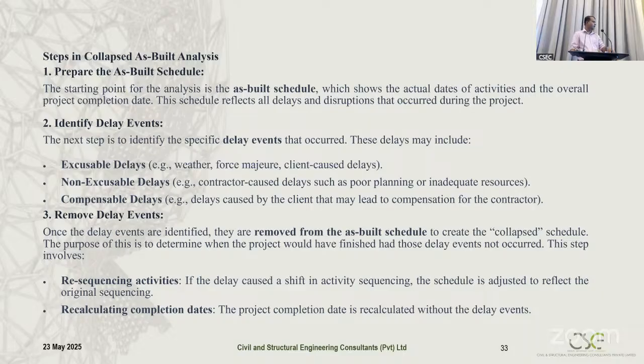So we don't have the actual program now. We have a collapsed one, where we have taken one part out and scheduled the project. The purpose of this is to determine when the project would have finished had those delay events not occurred. So we are analyzing, if that delay had not occurred, what the project completion would be. If there is any advance of the project once this has been done, the gap between the as-built completion and the new scheduled date we can consider as the delay due to that delay event.